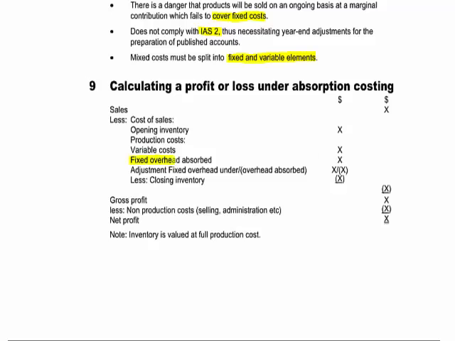But what you'll notice is that in cost of sales, we have fixed overheads absorbed plus an adjustment for under or over absorbed fixed overheads before taking off our closing inventory. And that closing inventory is valued at full production cost, whereas under marginal costing, it was only valued at the marginal production cost. Instead of contribution, we're then going to work out gross profit and then take off all of the non-production costs, so the fixed and variable selling and admin, to get down to the net profit.